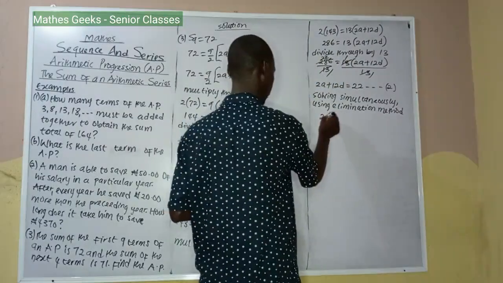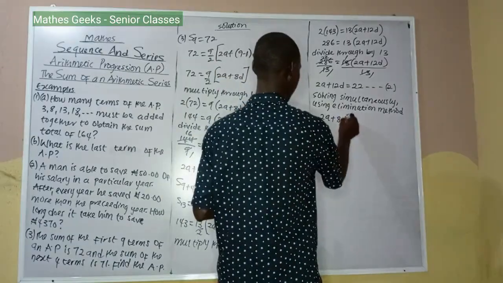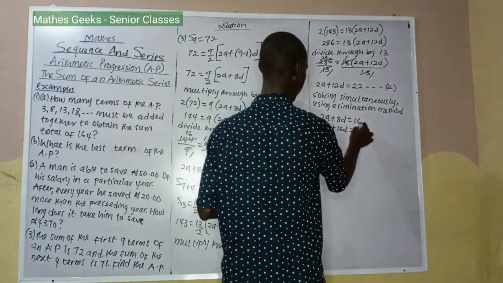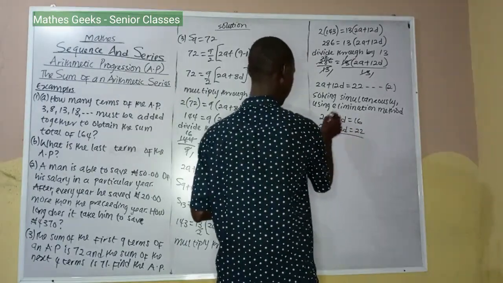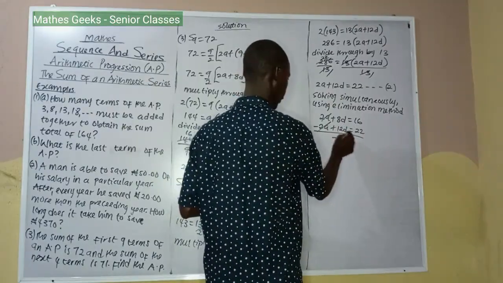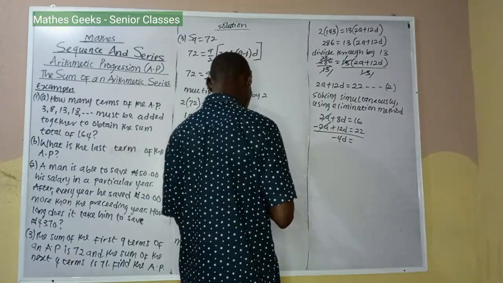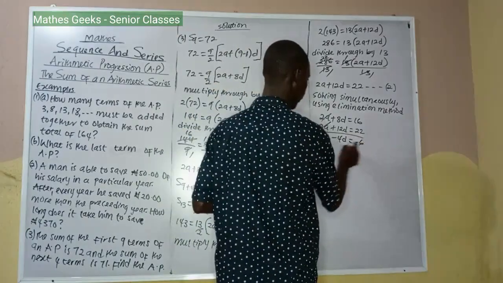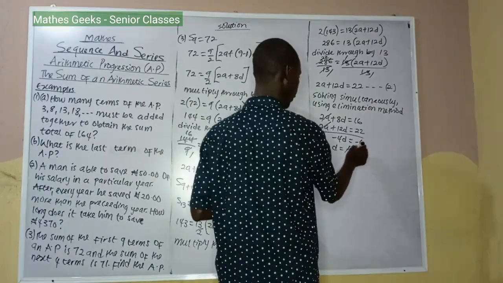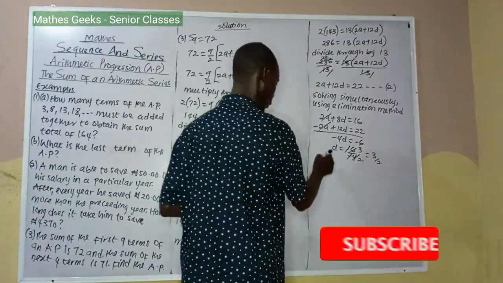So 2A plus 8D is equal to 16. 2A plus 12D is equal to 22. Eliminate: 2A plus 8D minus 12D will give us minus 4D, and 16 minus 22 is minus 6. So D is equal to minus 6 over minus 4. Minus cancels minus, 2 here 3, 2 here 2. So the common difference is 3 over 2.